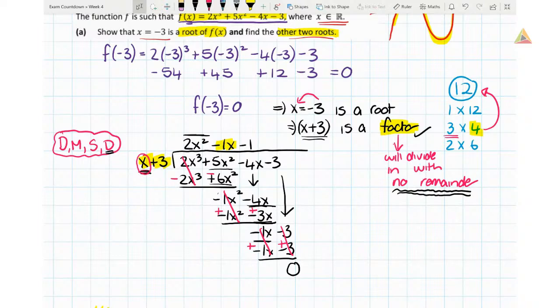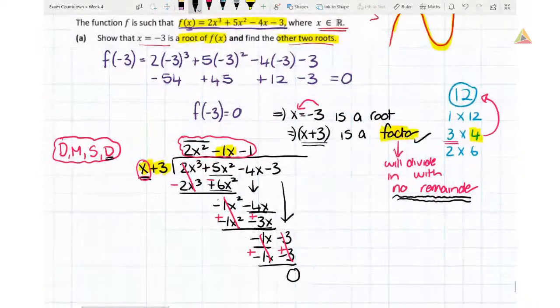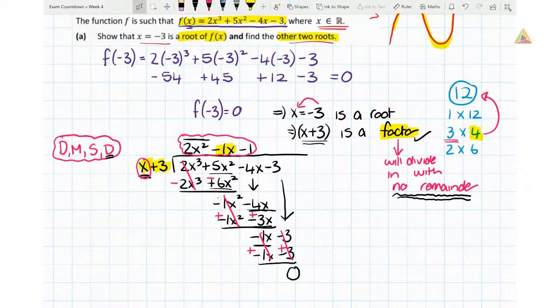Okay, but remember the question asked us to find the other two roots. So we're going to go back to our answer from the long division here, because remember that's going to be another factor of my cubic. And it happens to be a quadratic. So 2x squared minus 1x minus 1. We're going to let that equation equal 0.